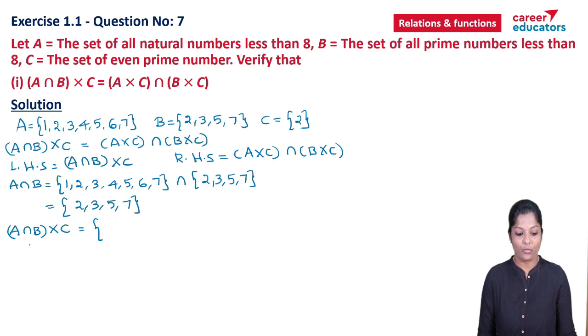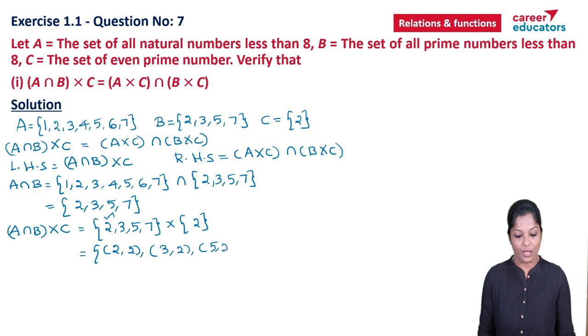Write all the elements of A intersection B, 2, 3, 5, 7, cross. Write the elements of C. To find A intersection B cross C, we have to pair each element of A intersection B with C. First, we have to take the first element of A intersection B, pair with 2. We will get 2, 2. Likewise, we have to do it for the remaining elements of A intersection B. We will get 3, 2, 5, 2, 7, 2.